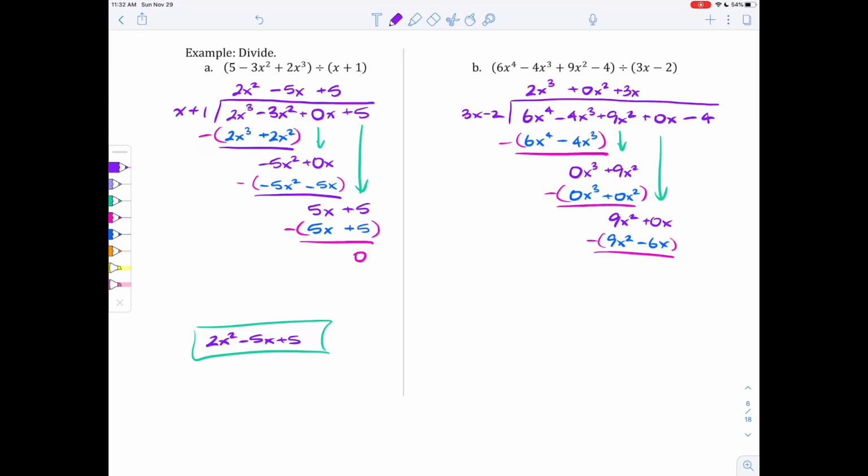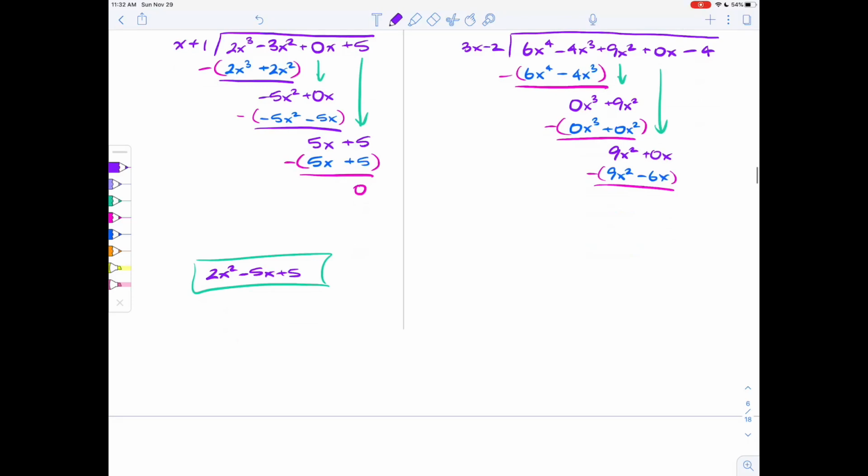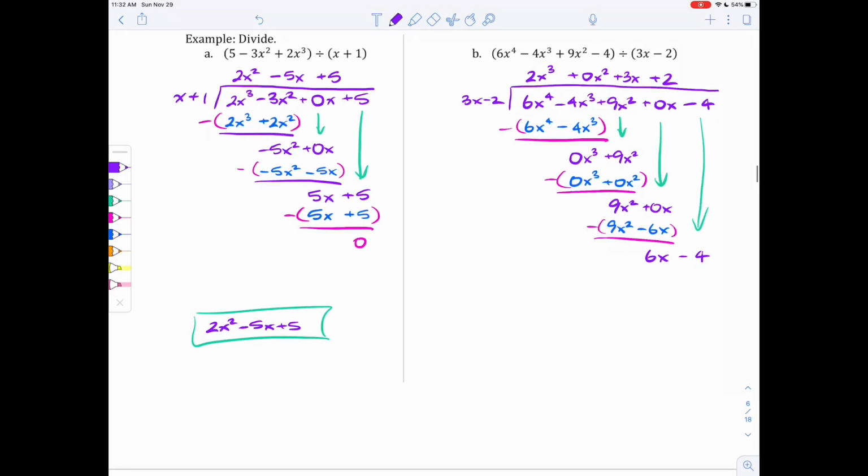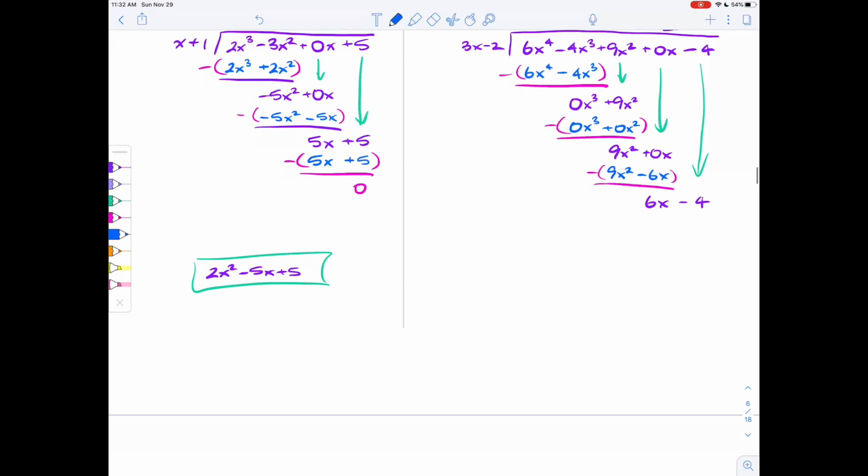As a result, 9x squared minus 9x squared is nothing. 0x minus negative 6x is positive 6x. And now here's that last drop down. And our last bit of checking this lead against that lead. 6x divided by 3x is 2. Taking this 2, multiplying by the entirety of this 3x minus 2 gives us 2 times 3x is 6x. 2 times negative 2 is negative 4. We are subtracting this entire thing. And in this case, that gets us 0.